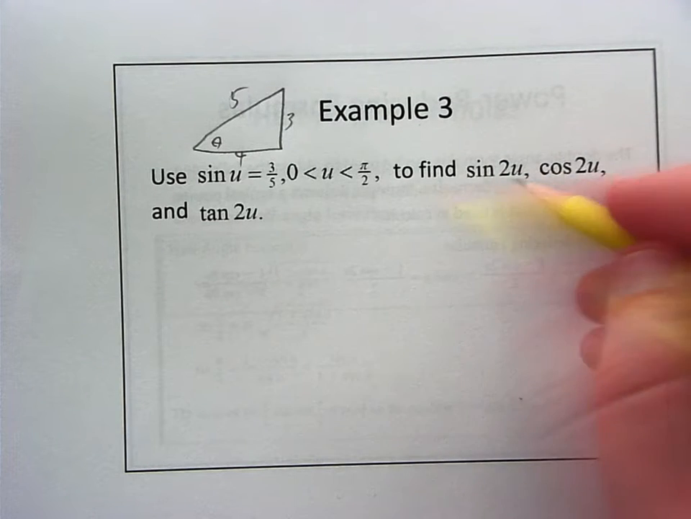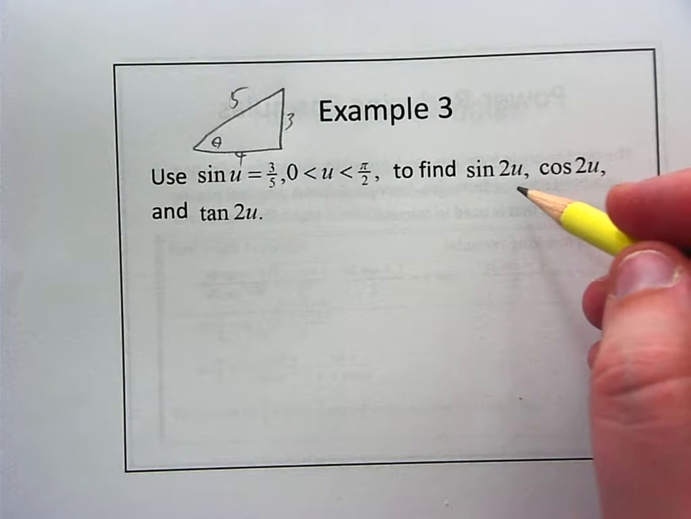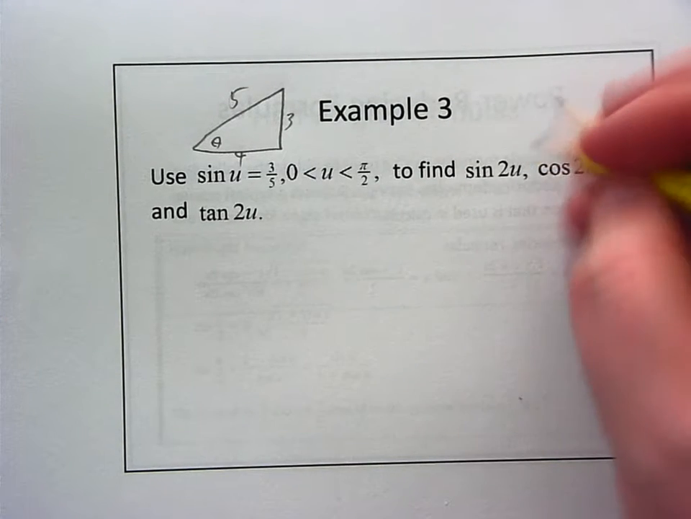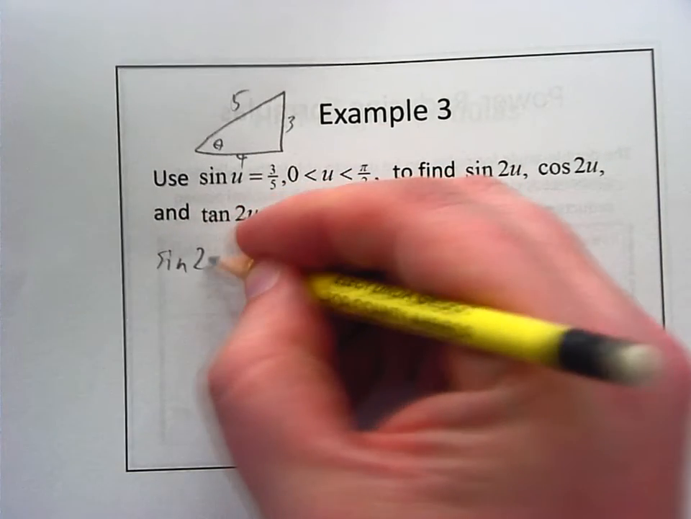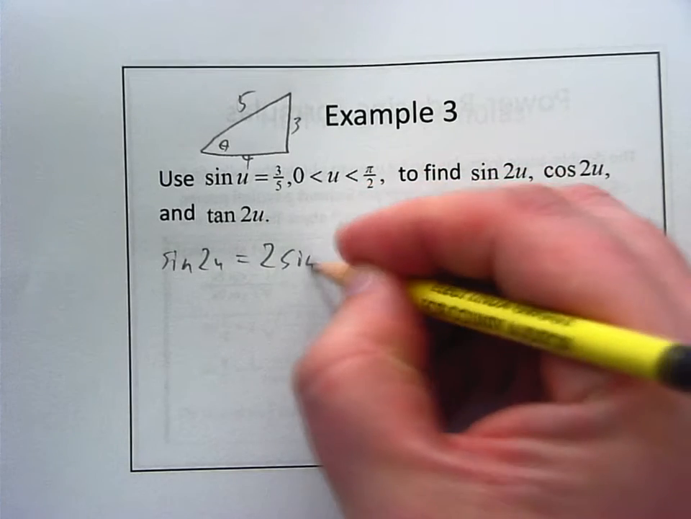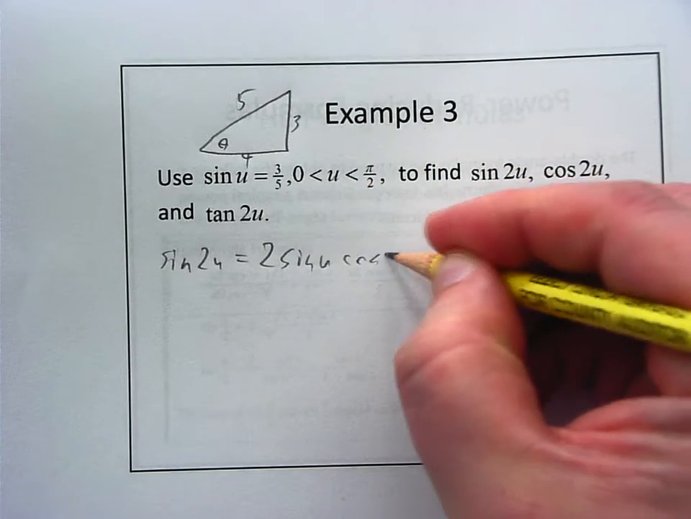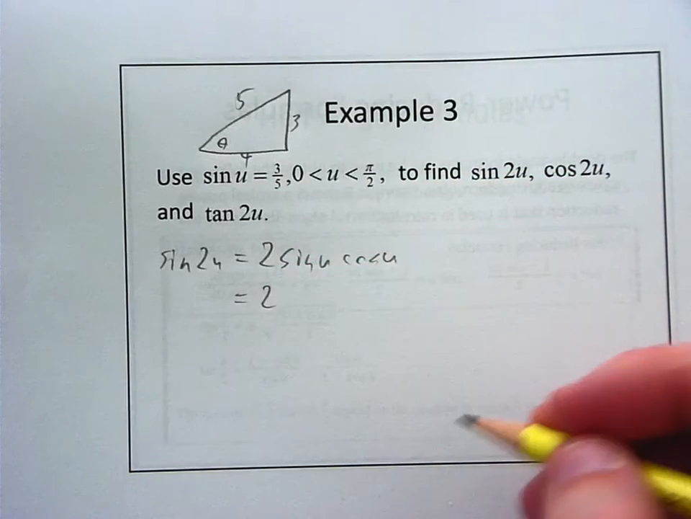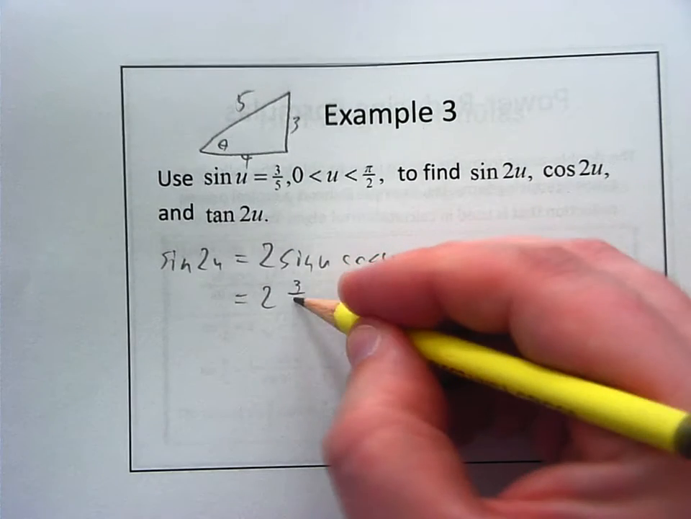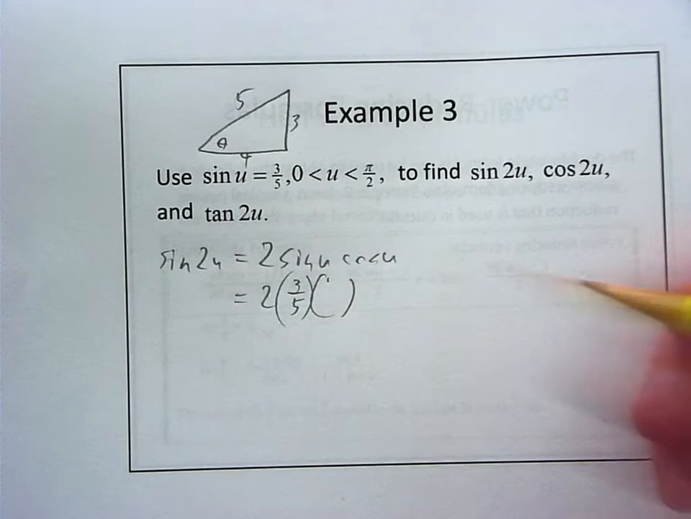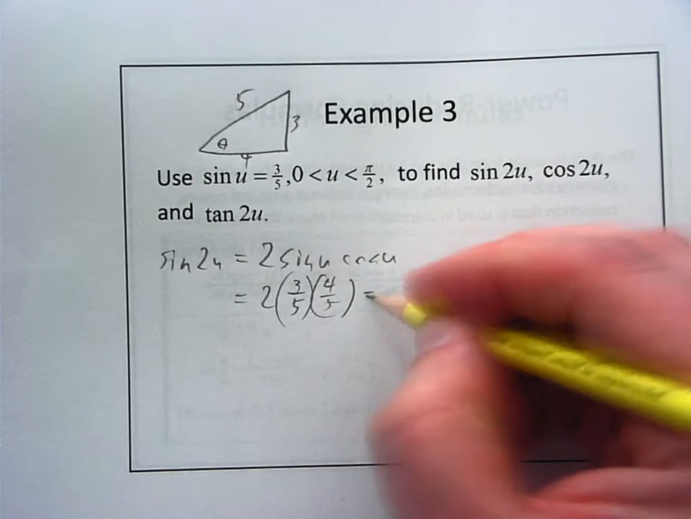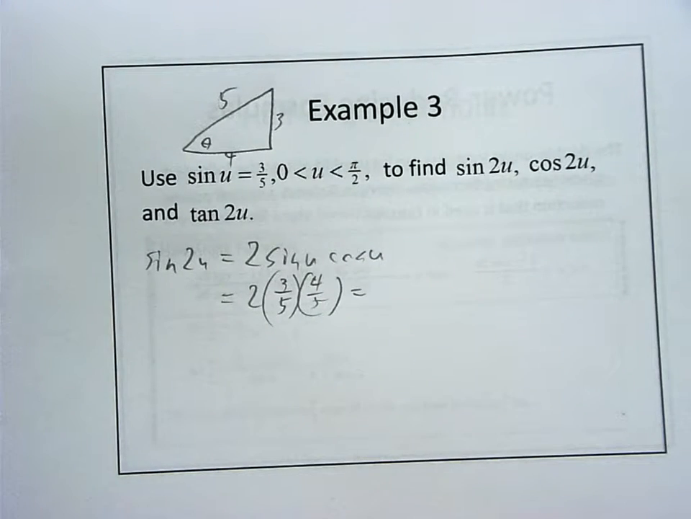So if I want sine of 2u, well, sine of 2u is equal to, let's go down here with it, 2 times sine u, cosine u. Well, what's sine u? 3/5. And cosine u? 4/5. So all you do is multiply them out. What do you get?